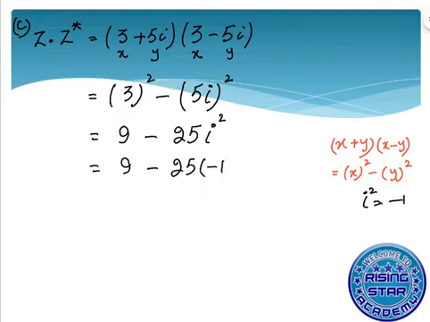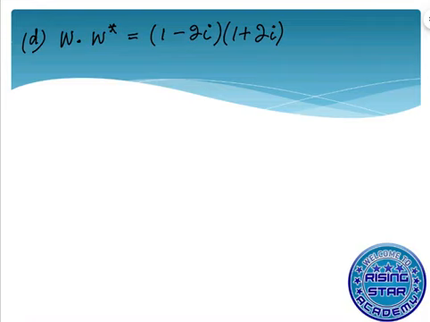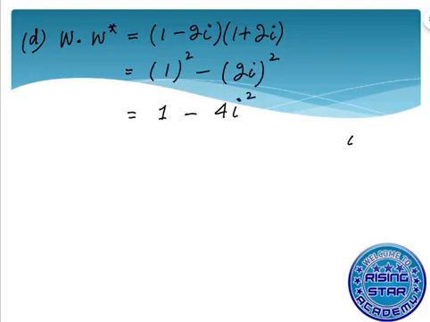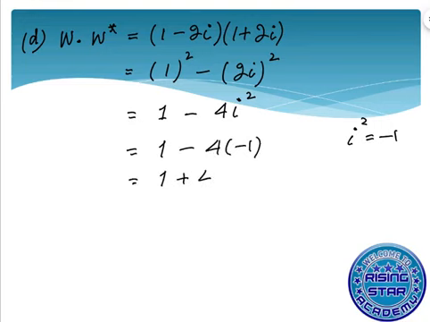Move to part D. For part D, we will multiply w with w conjugate. I have already written the values. Now it's the same identity. So I will take 1 squared minus 2i whole squared. The square of 1 would be 1, and that would become 4 i squared. So we know that i squared is negative 1. So 1 minus 4 times minus 1, that is 1 plus 4. The final answer would be 5.